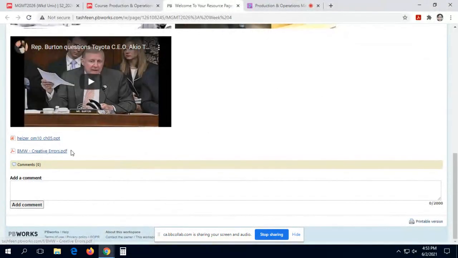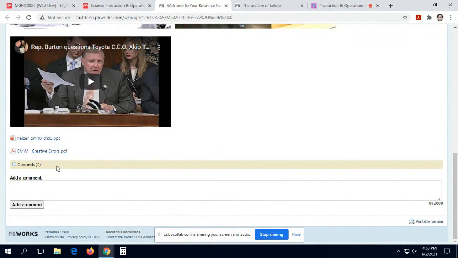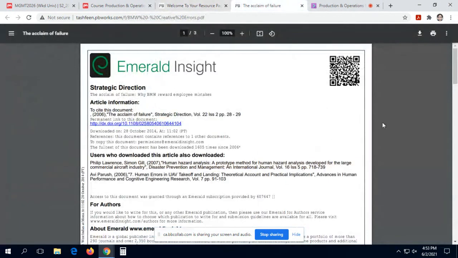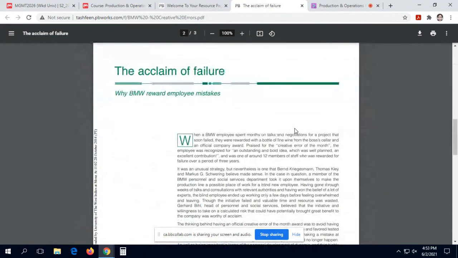All right. This is one example which I wanted to discuss before I close. BMW creative errors. This is the last posting on the website for product design. So I would encourage you to read this one pager: The claim to failure. Why BMW rewards employee mistakes. This is just one page.